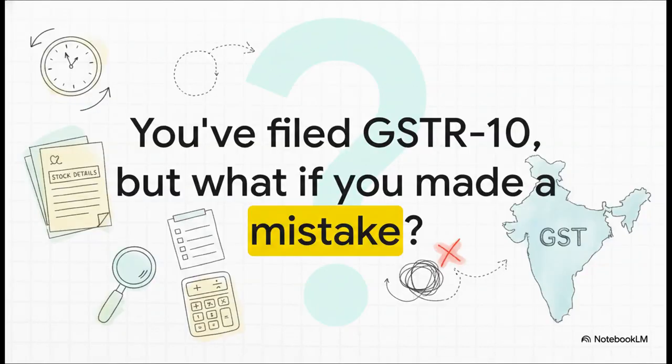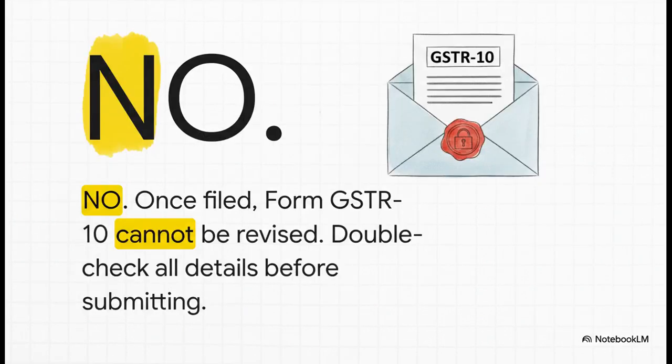Now, this brings up a really important question. You've gathered all your stock details, you've run the numbers twice, but what if you make a mistake? We're all human, right? Can you just go back and fix it later? And the answer is a very simple, very direct no. This is why getting it right the first time is so important. Once you hit that submit button on your GSTR-10, that's it. It's locked in. There are no do-overs or revisions. So please, double, even triple check everything before you file.